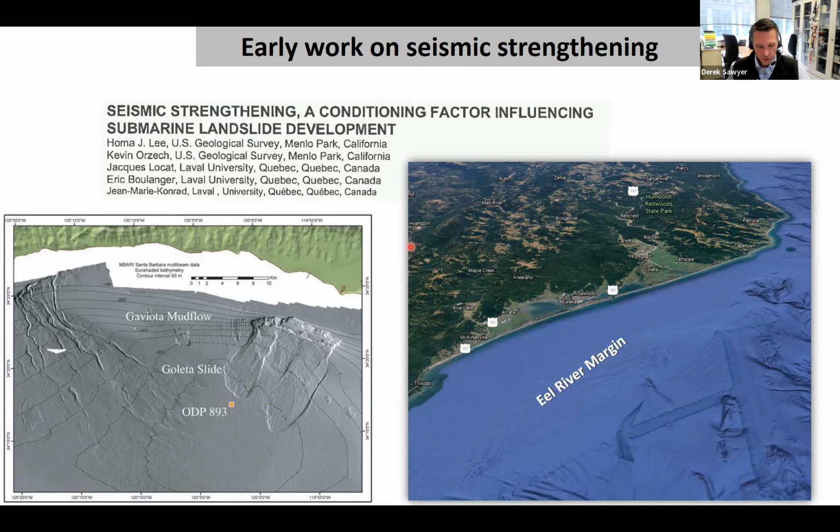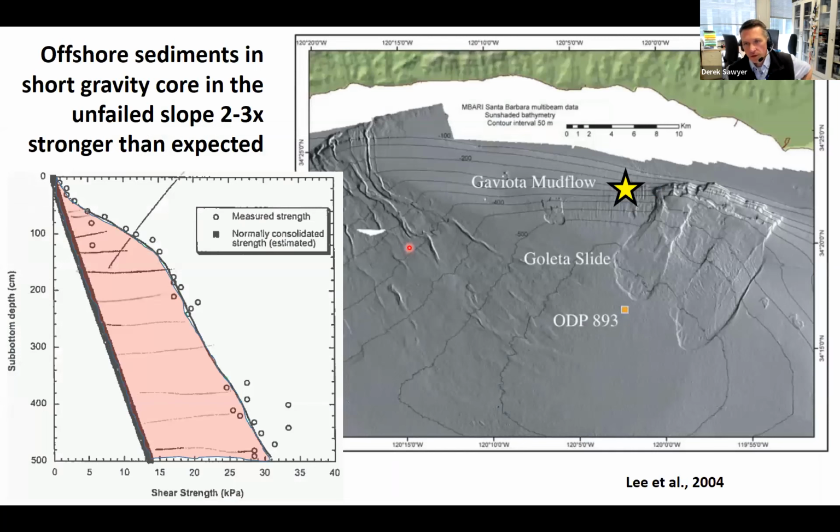Some of the field data to support that idea was taken here in Southern California, a seismically active region. We actually have landslides in the area, as you can see by this map, the Goleta Slide and the Gaviota mudflow. But there is this section of seafloor in between these canyons and these slides that has remained relatively stable.